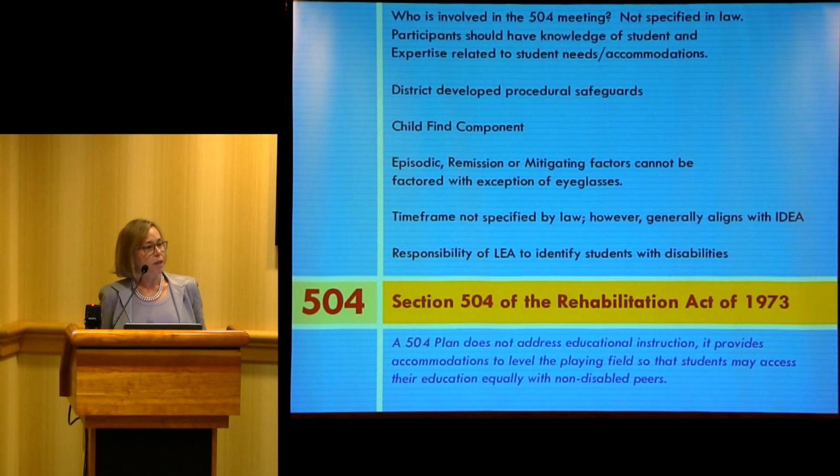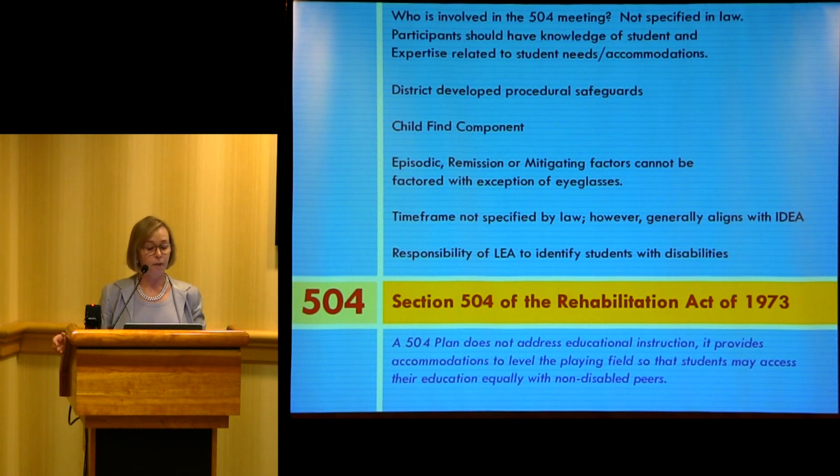So the law doesn't really stipulate who's invited or who is involved in a 504 meeting. And if you have a child who has a special education plan for instructional purposes and then a 504 plan for extracurricular activities, what you may find is the special education meeting is much more involved than the 504 meeting. And the reason for that is the participants are not specified in law. We do like to have people involved who have expertise related to the student's needs and accommodations. So for a special education meeting, you will have a lot of special education and regular education teachers involved, whereas maybe for the 504 meeting, you're going to have the school nurse and the coach for the after-school activity involved in that.